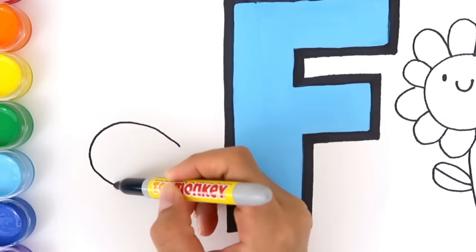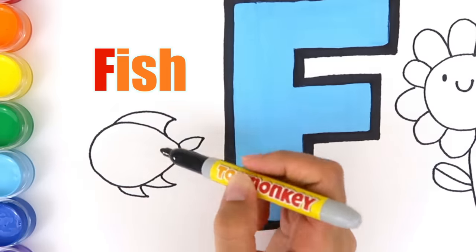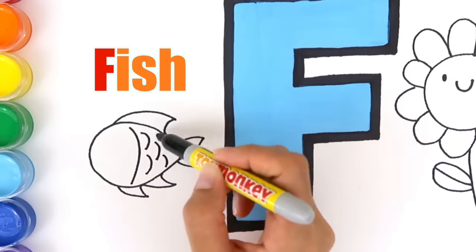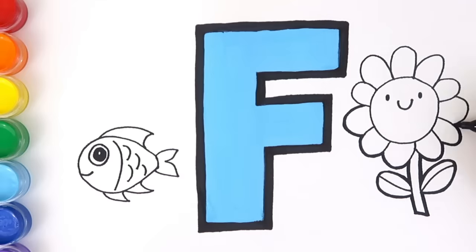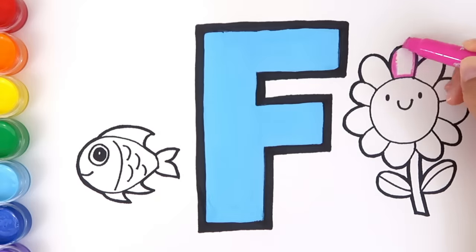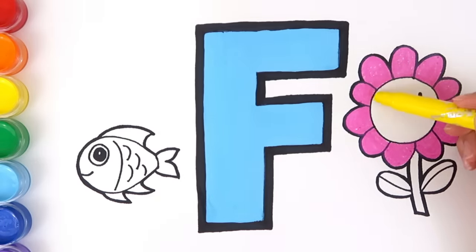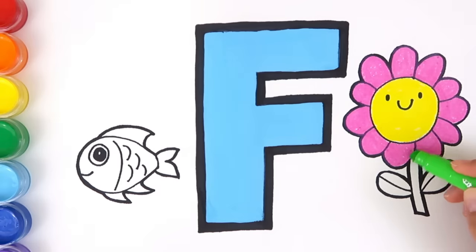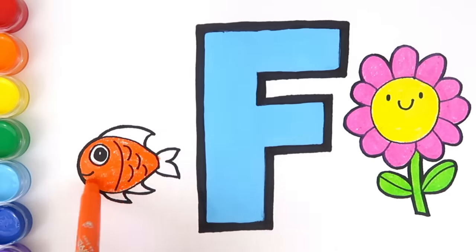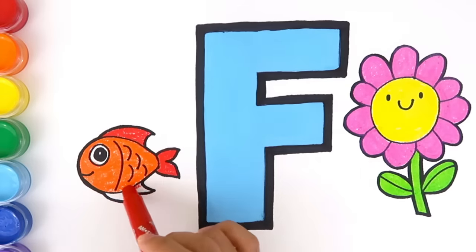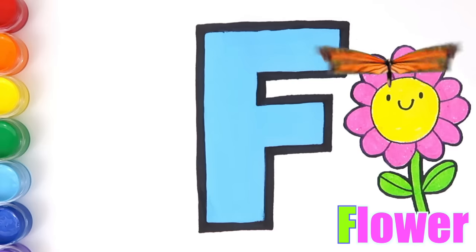And what's this? It's a fish. F is for fish. What color is the flower? The flower is pink and yellow, and its stem and leaves are green. What color is the fish? The fish is orange and red. F is for fish. F is for flower.